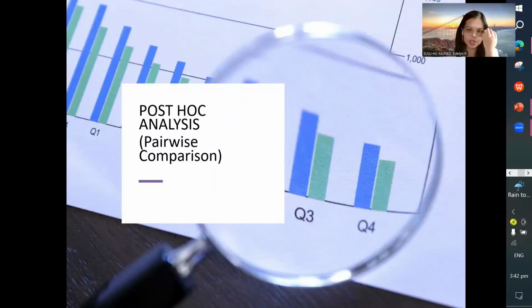So for today's discussion, I'm going to discuss post-hoc analysis or a pairwise comparison. How do we use it? When do we use it? And how to apply it in Jamovi.